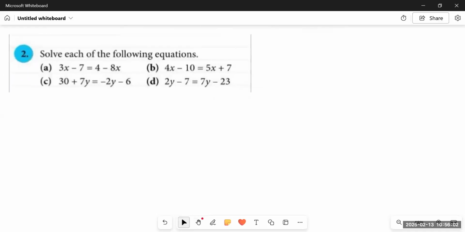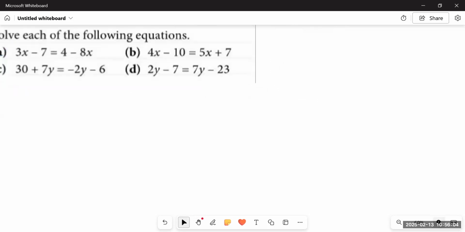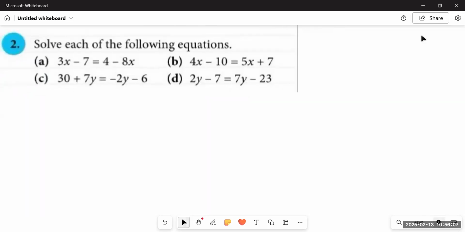Now we have question number 2. In question number 2, there's something different, but again, we have to follow the steps. If we look at these types of equations where we have variables on both hand sides, also we have constants on both hand sides, what are we going to do? We'll follow the steps again. 3x minus 7 is equals to 4 minus 8x.